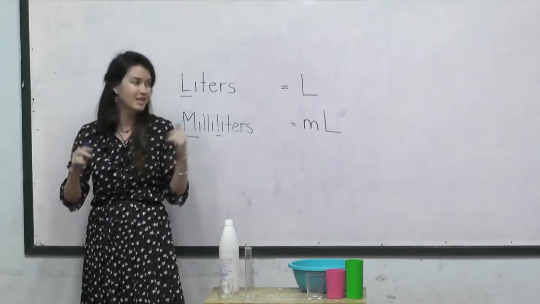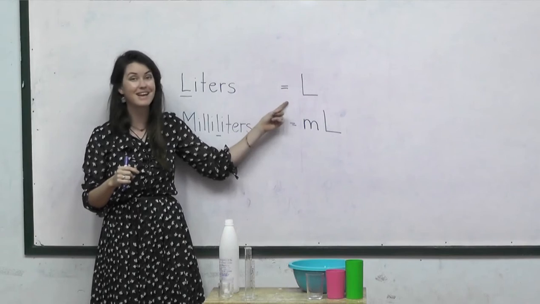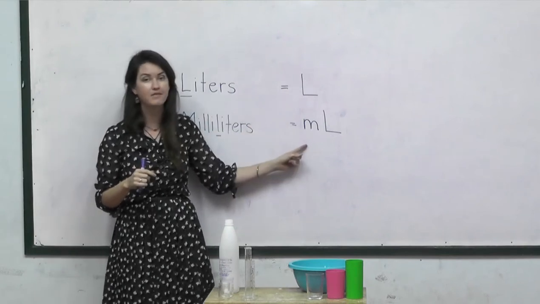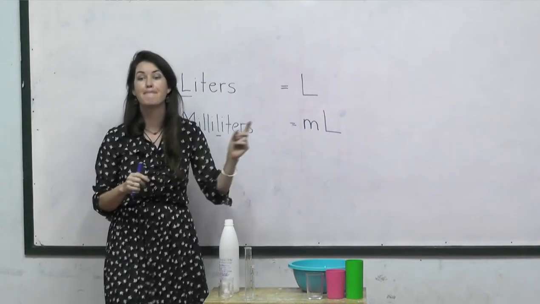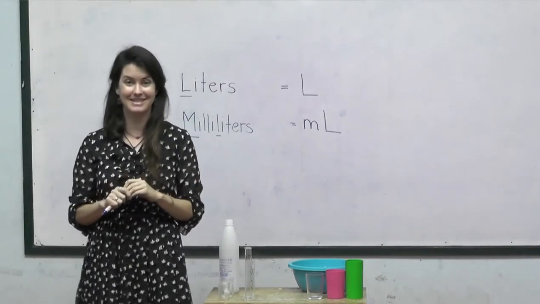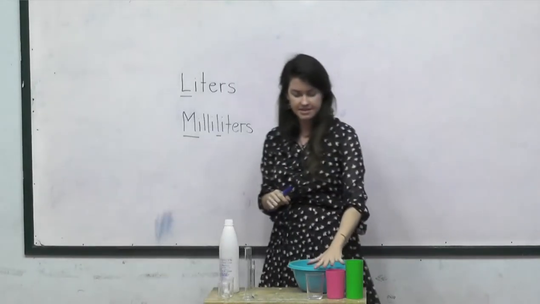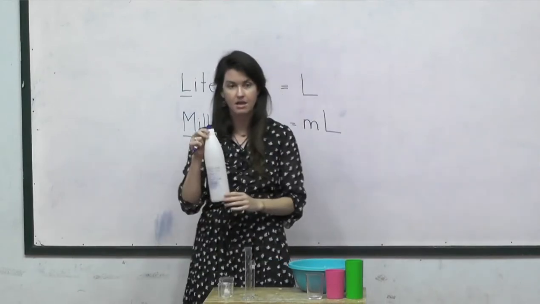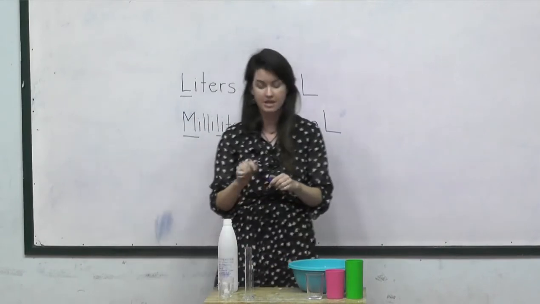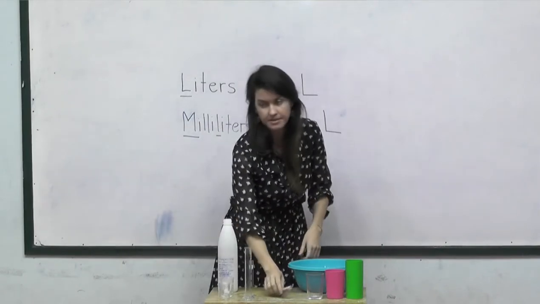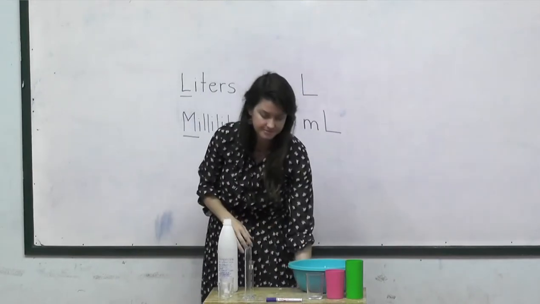That's okay. We can just write L for what? What do we use L for? Liters. And ML for? Milliliters. Good job. Today we're going to be measuring these things using our liter bottle and some of our smaller containers. So we're going to take some turns doing that. First we're going to get all of our things ready and we'll do some practice.